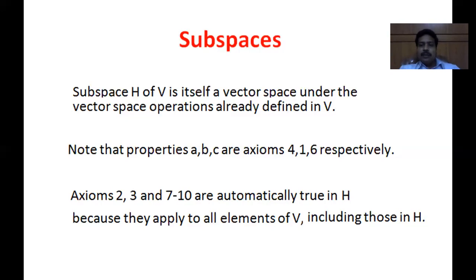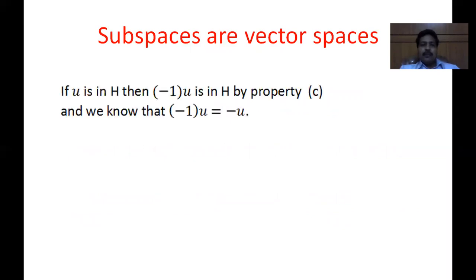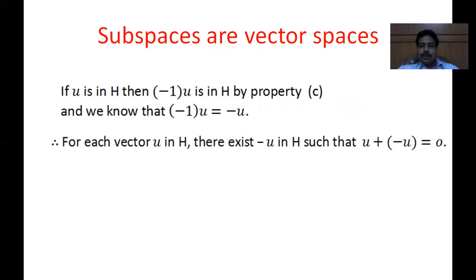One more is remaining, that is the fifth axiom. The fifth axiom can be proved using the three conditions. If U is in H, then by the third condition C, scalar multiplication, -1 is a scalar, so I can multiply with -1. So -1 U is in H by property C, and we know that -1 times U is equal to -U in a vector space. So whenever U is in H, -U is also in H. So U plus -U is nothing but the zero vector. U plus -U is the zero vector. So this is our fifth axiom. So the fifth axiom automatically comes from these three properties A, B, C of the definition of the subspace.